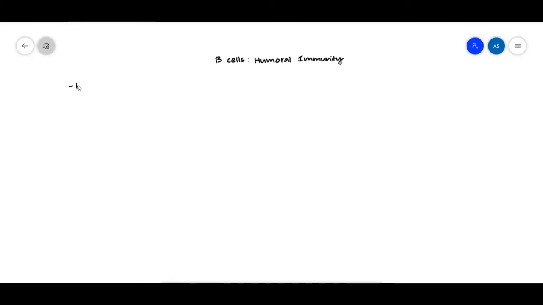So B cells are produced in the bone marrow from stem cells. Stem cells are the origin of all types of blood cells. So you have red blood cells and then you have white blood cells, and all of those are going to arise from bone marrow stem cells. And there are many types of B cells that are produced.